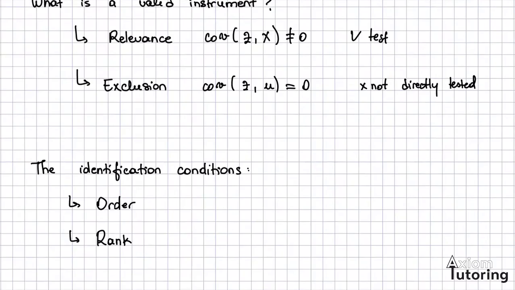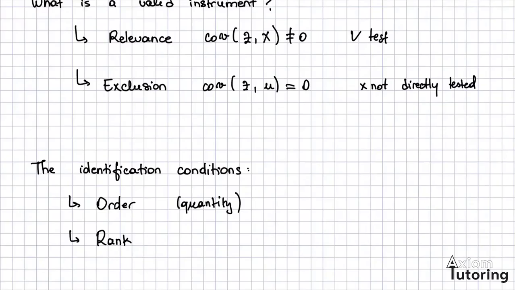The order condition, which is, as we said, a quantity condition, because we checked whether the number of instruments is bigger than the number of endogenous variables. Depending on how these two numbers compare, that gave you either a just identified model, with the number of instruments equal to the number of endogenous variables, over-identified with more instruments than endogenous variables, or under-identified with fewer instruments than endogenous variables, which was basically a useless case to be in.